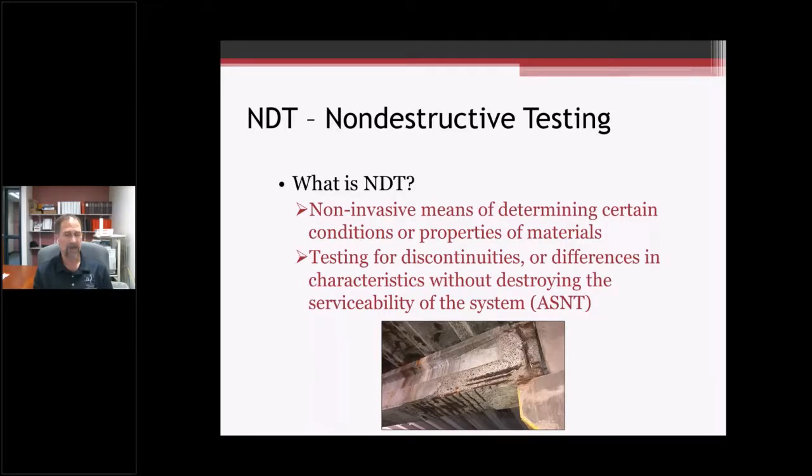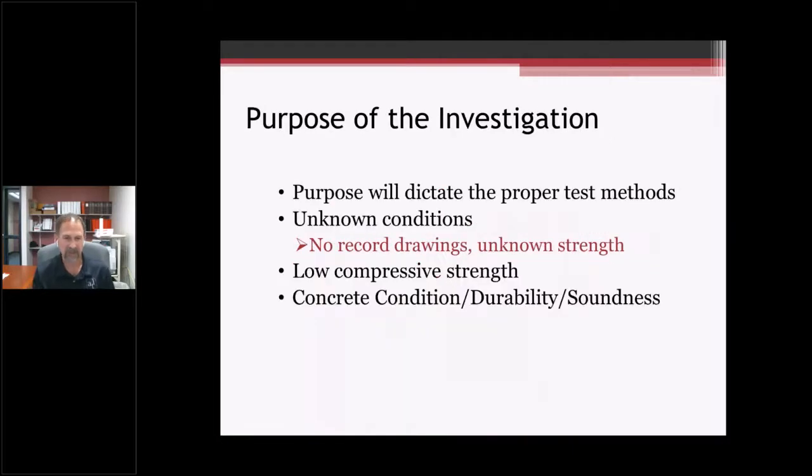So if we think about NDT in that regard, you could consider taking a concrete core out of a slab or a wall or something like that as being non-destructive, depending on where you extract the core, because you might not be destroying the serviceability of the system. But for today's seminar, we're not going to consider coring as non-destructive. We're just going to focus on those methods that don't make Swiss cheese out of a floor slab.